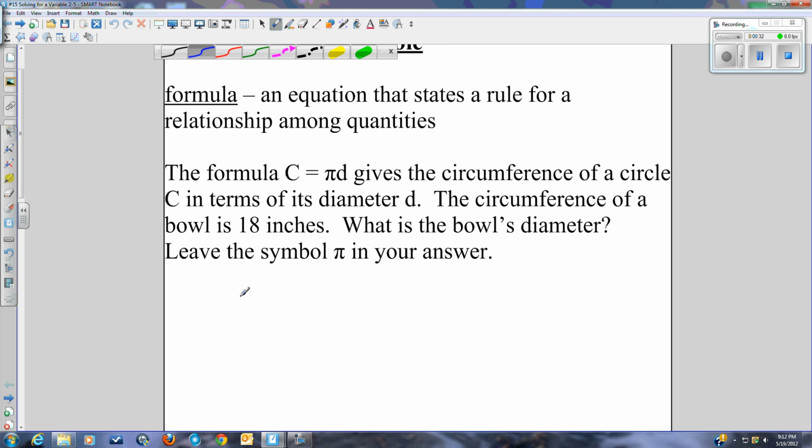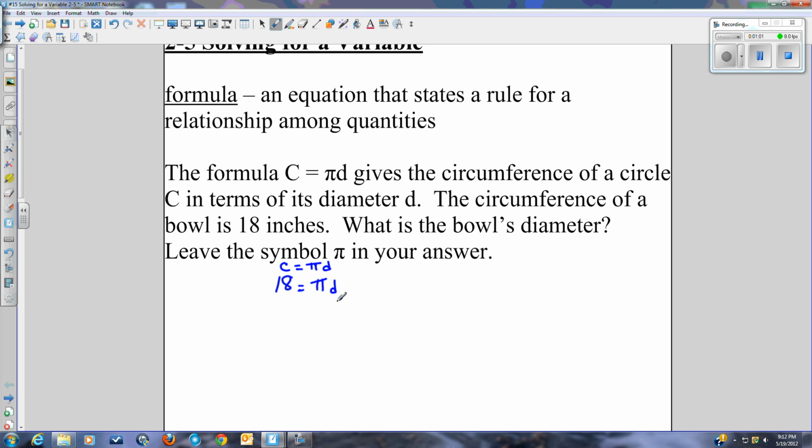The circumference of a bowl is 18 inches. So what is the bowl's diameter? And I want you to leave the symbol pi in your answer. It may not become apparent right now while we're doing this, but it will very shortly, within a few short lessons. So 18 is going to go in place of C in the formula C equals pi times D.